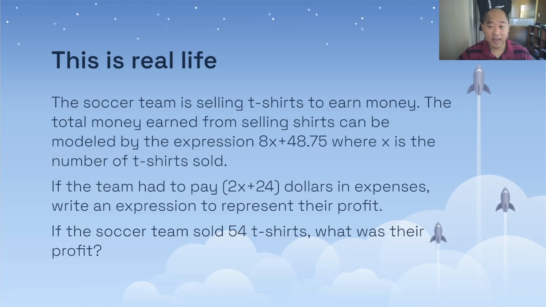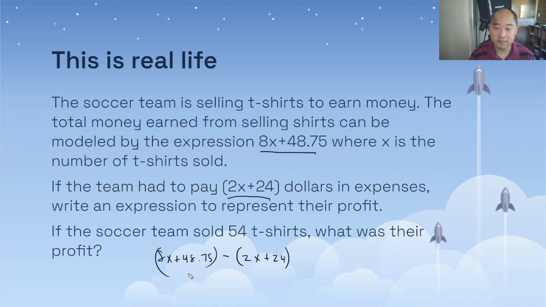If the team had to pay 2x plus $24 in expenses, write an expression to represent their profit. So this is how much money they make. This is how much money they have to pay, right? So you have to subtract the two. So this is 8x plus 48.75 minus 2x plus 24.